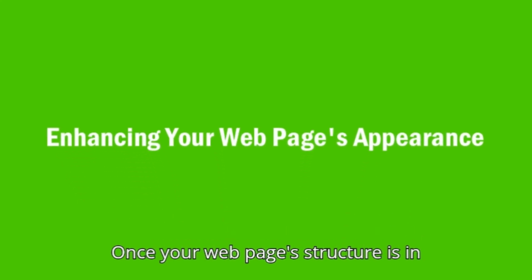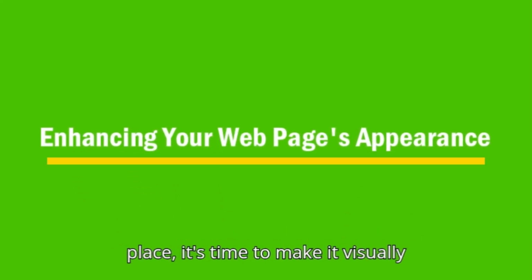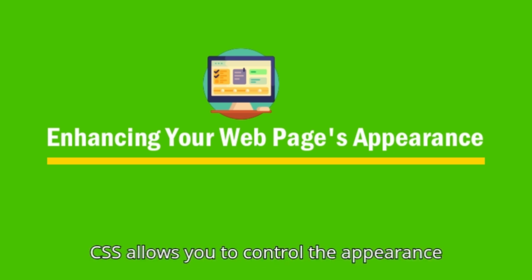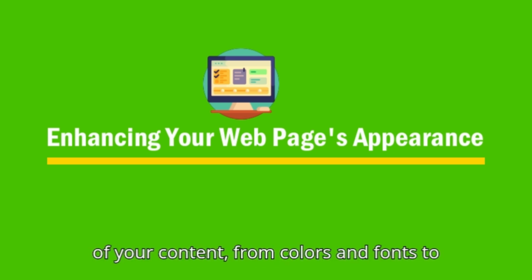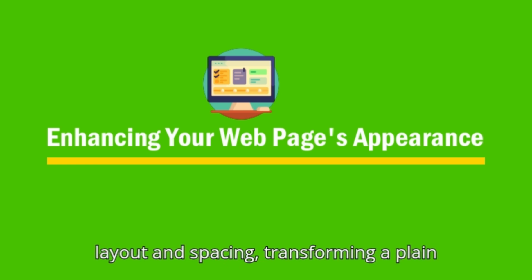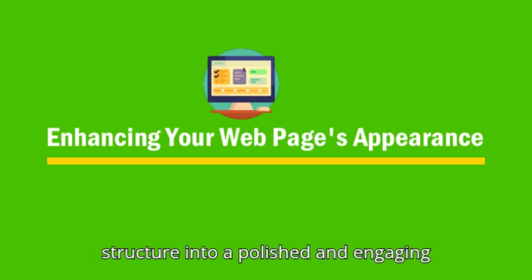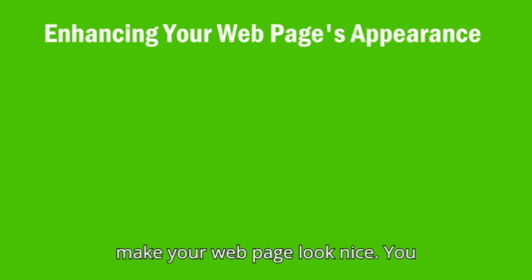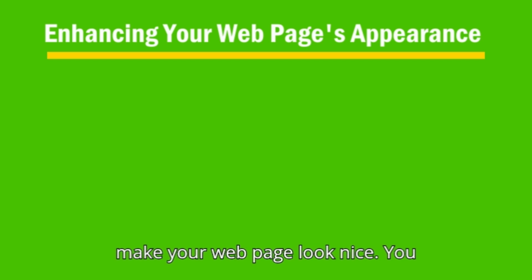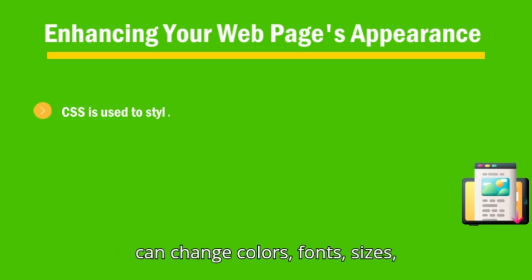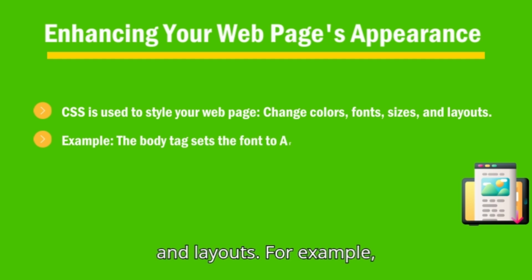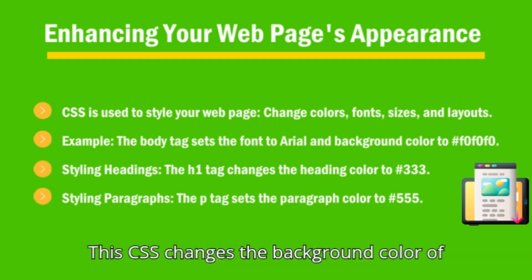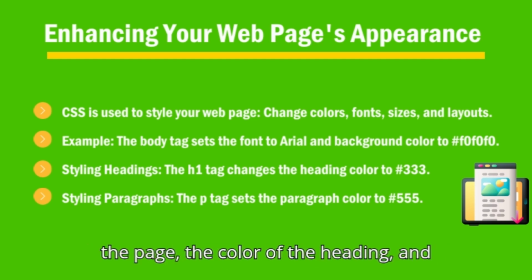Once your web page's structure is in place, it's time to make it visually appealing with CSS. CSS allows you to control the appearance of your content, from colors and fonts to layout and spacing, transforming a plain structure into a polished and engaging design. CSS is used to make your web page look nice. You can change colors, fonts, sizes, and layouts. For example, this CSS changes the background color of the page, the color of the heading, and the color of the paragraphs.